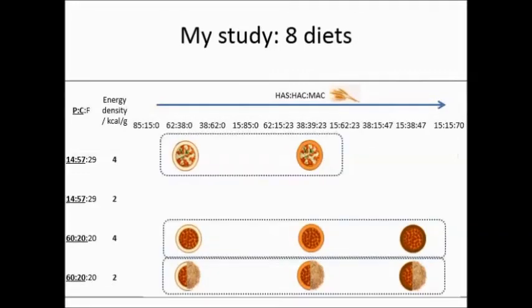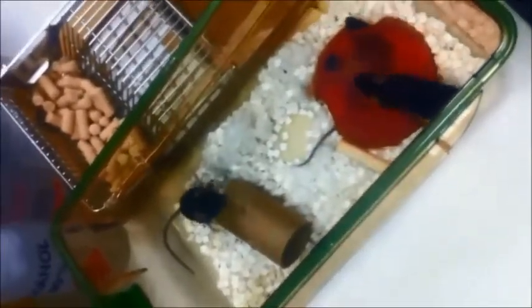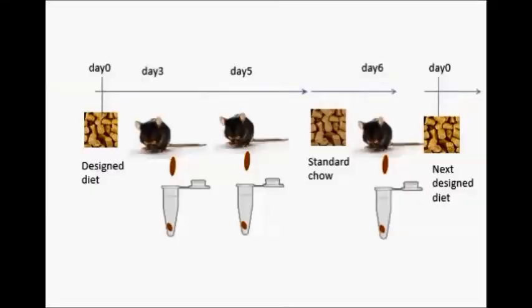To study the effect of different fiber, we look at these groups with same protein to carbohydrates ratio, same energy density, but different fiber proportion. To study the effect of protein and the amount of food intake, we'll look at these groups with the same fiber profile but different protein level and energy density. Each diet was given to 3 mice in 1 cage lasting for 5 days. We collected their fecal sample at day 3 and day 5 on this diet. The mice was given standard chow for 1 day before switching to the next diet.